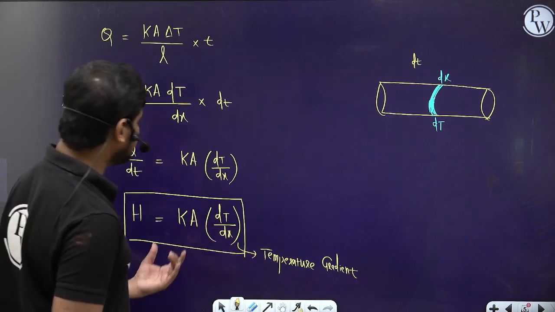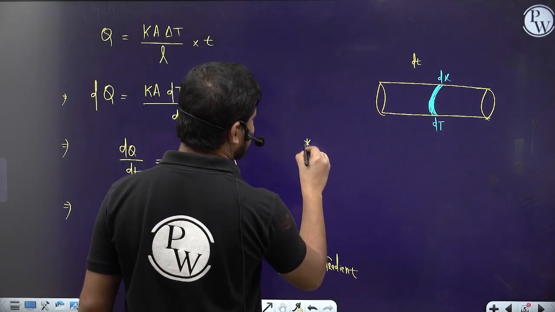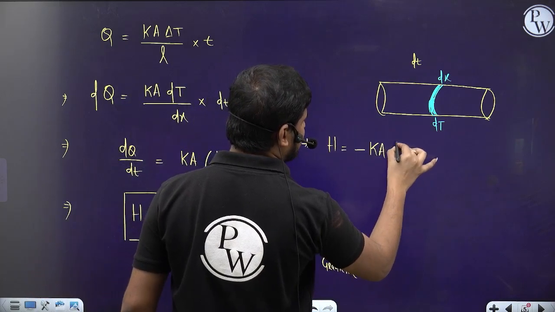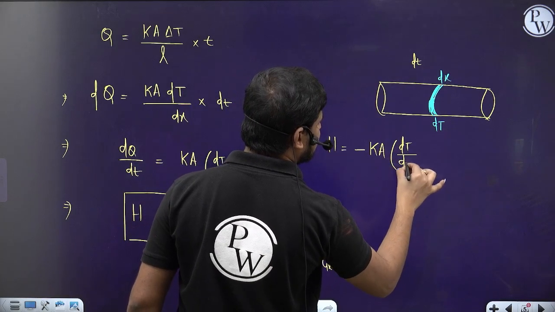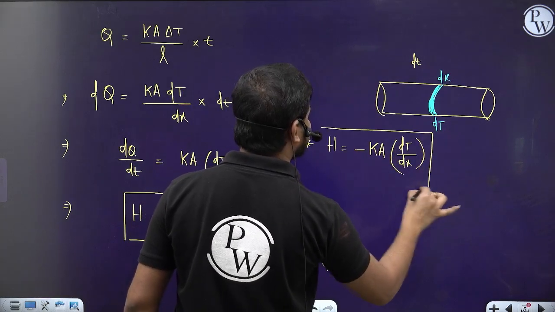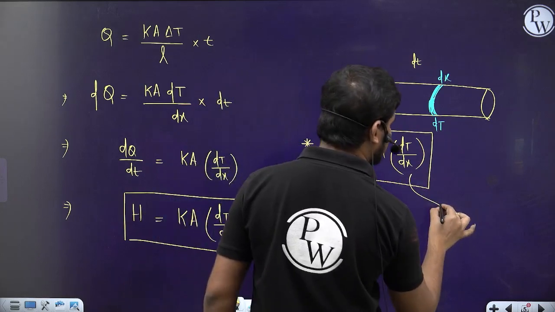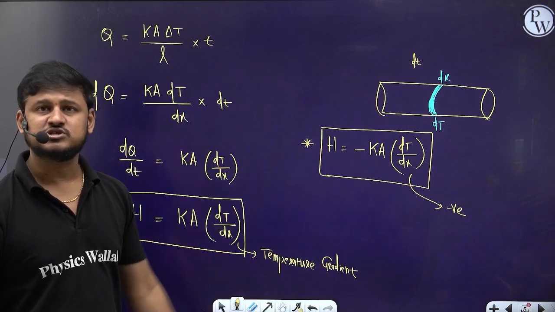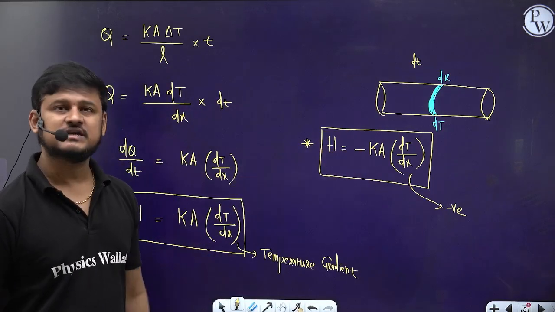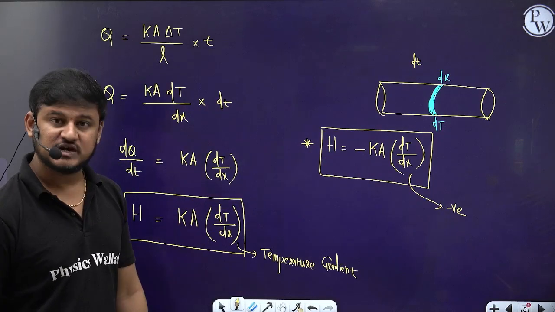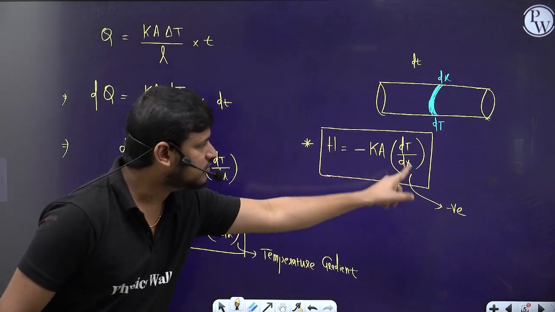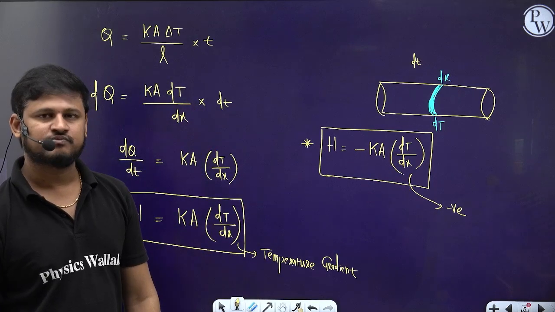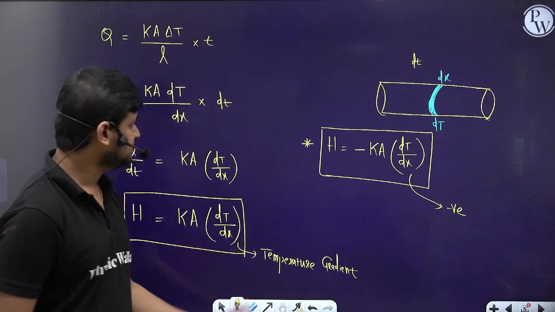One more thing here: generally this H is taken as negative, so we write H equals minus kA dT by dx, because this temperature gradient is negative. Since this value comes out negative, negative into negative becomes positive. That's why in textbooks they write the whole formula as minus kA into dT by dx. Because dT by dx is already negative, the whole heat current comes out positive. Clear everyone?